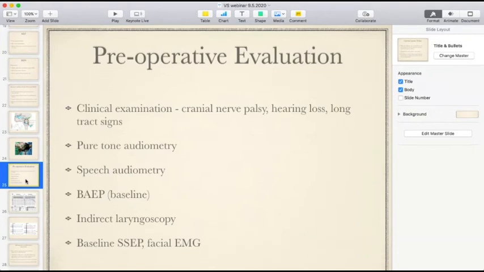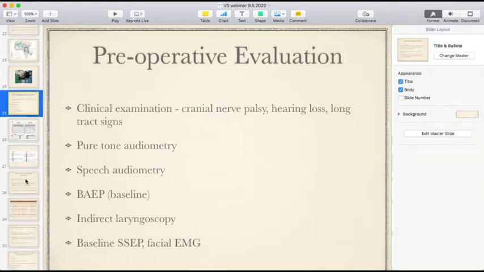Coming to preoperative evaluation, clinical examination is the cornerstone, and of course, in the current pandemic, clinical examination may not be done completely. But documenting cranial nerve palsy, hearing loss, and long tract signs is extremely important. Pure tone audiometry and speech audiometry give us an indication about the extent of hearing loss. Brainstem auditory evoked potentials, if there is potential for hearing preservation, need to be done prior to the surgery so that we have a baseline that we can compare with during surgery.